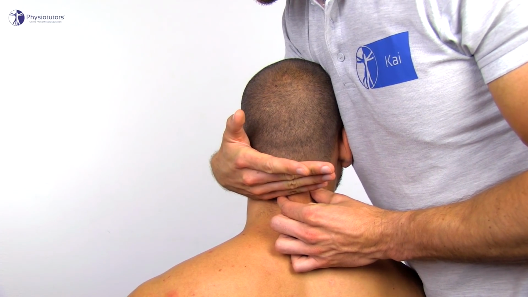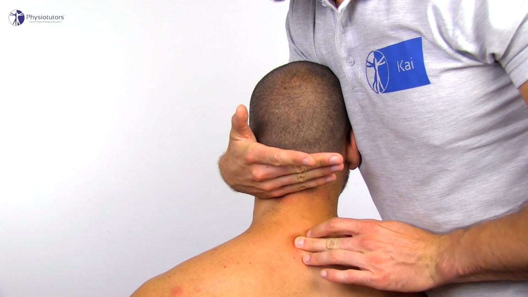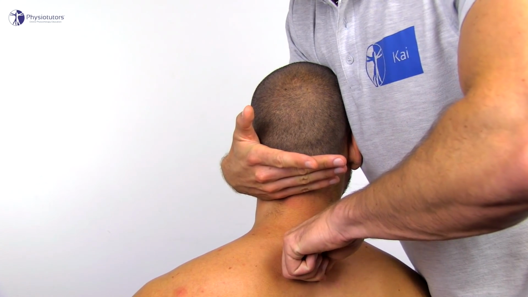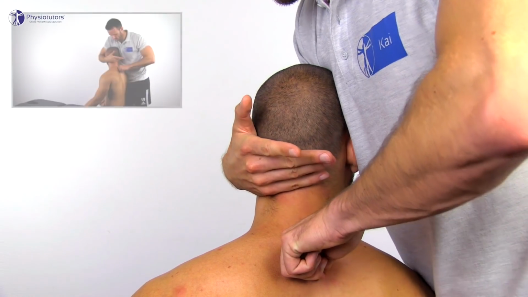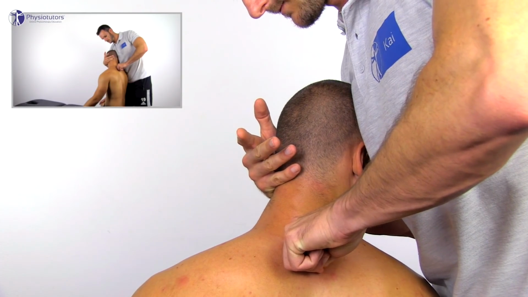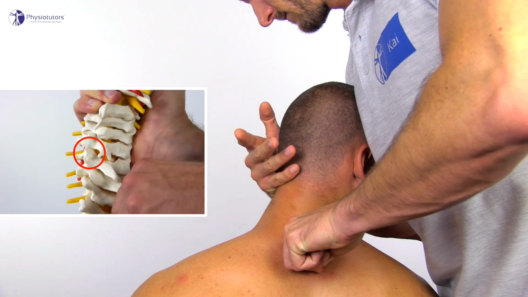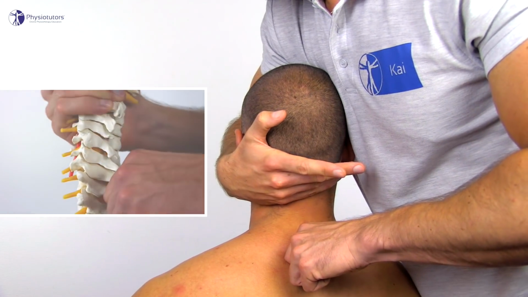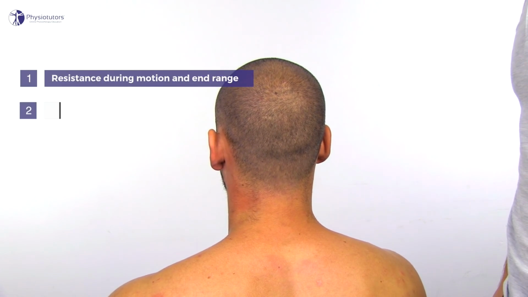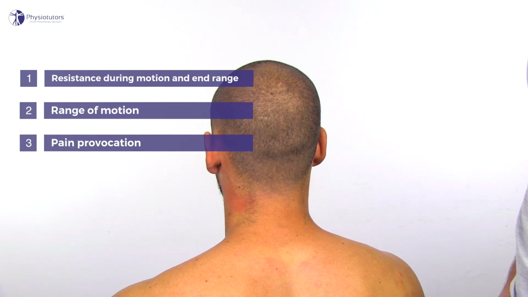Then fixate your patient's vertebra C7 with your other hand with a key grip into ventrocaudal direction. Now perform a maximal homonymous 3D movement with equal components of flexion, ipsilateral lateral flexion and ipsilateral rotation. This movement causes maximal opening of the facet joints of C2 till C7 on the contralateral side. The whole movement is judged on resistance during motion and at end range, range of motion, as well as possible pain provocation compared to the other side.